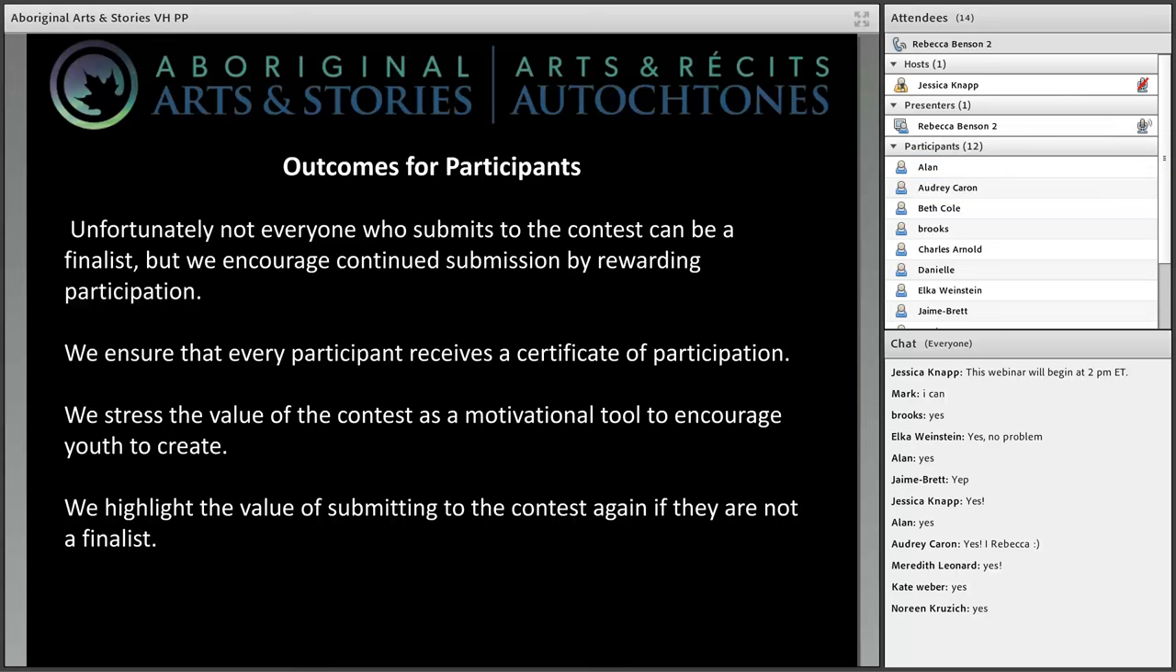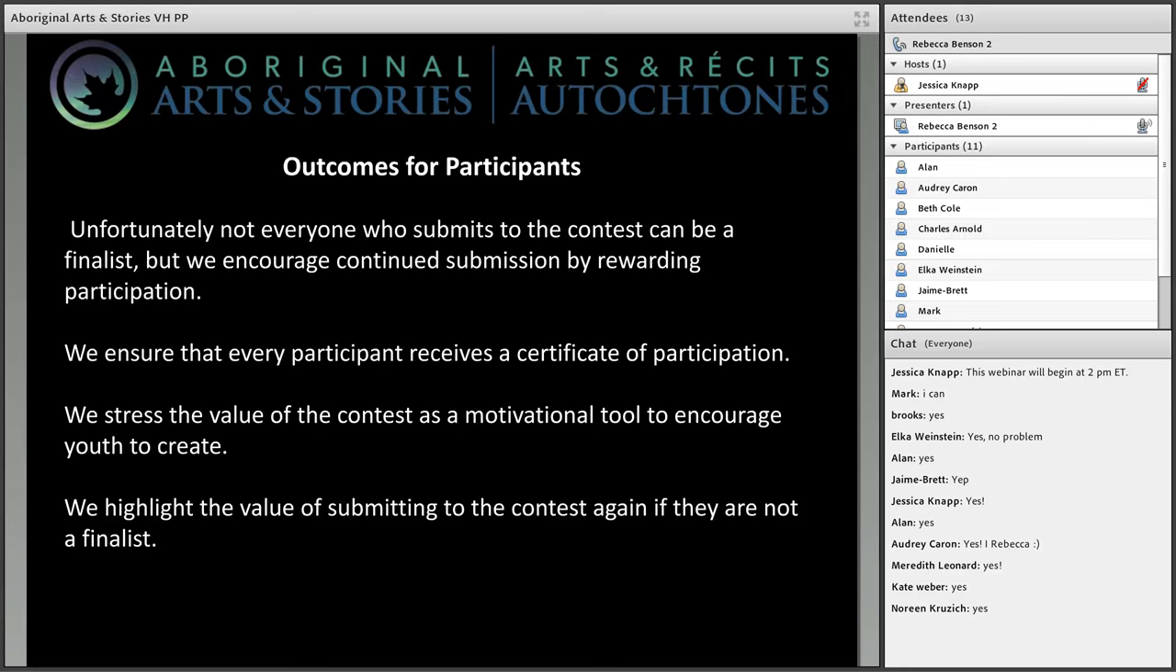And then, unfortunately, all the people that do submit to the contest cannot win. But I do believe very strongly that there are strong and important outcomes for everybody who participates in the contest. We ensure that every person who participates receives a certificate of participation, and that they have their submission and their effort acknowledged. We stress the value of the contest as a motivational tool to encourage youth to create art. It's not just about winning prizes. It's about believing in the value of one's own vision and one's own story, and that it's important. And it's important enough for other people to see it.